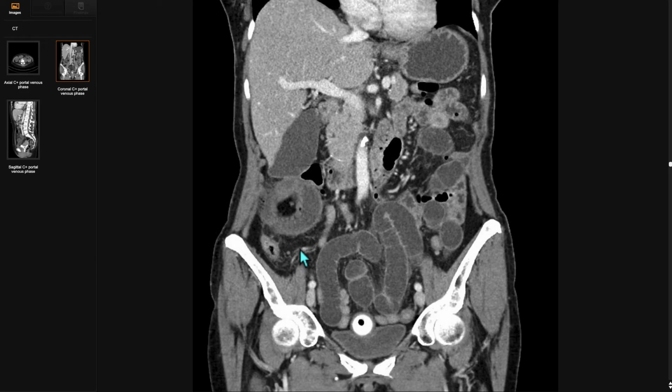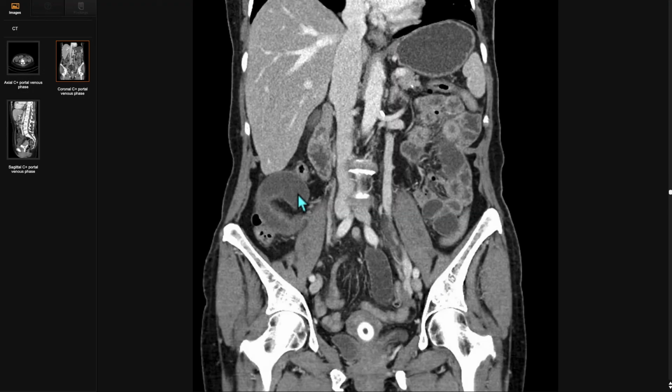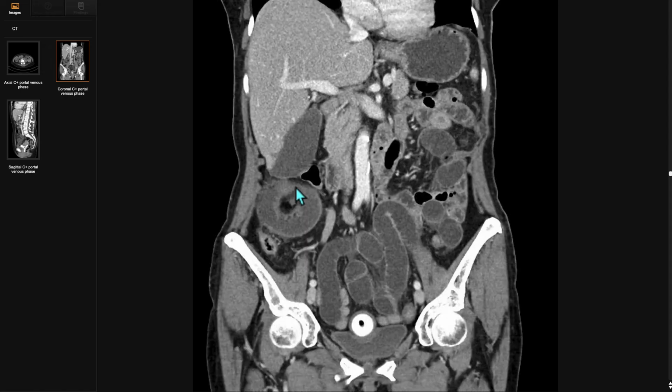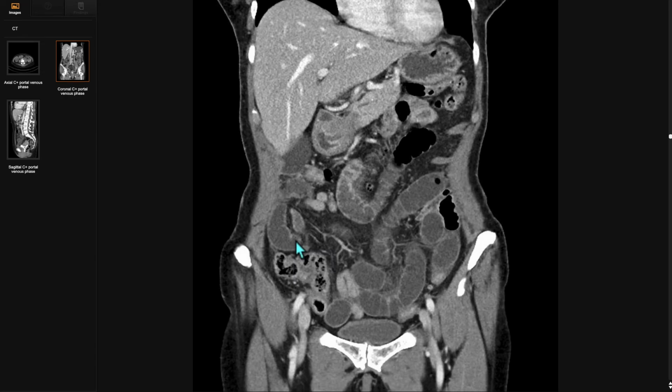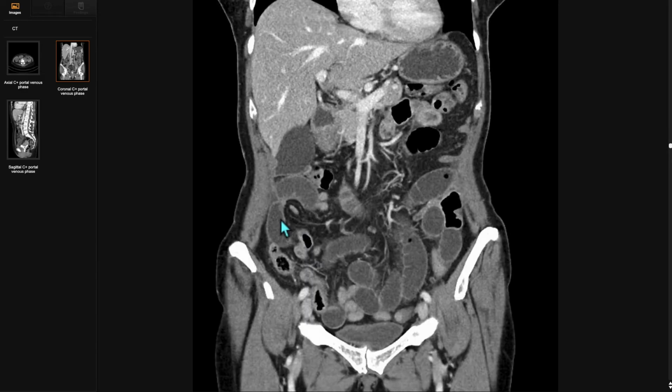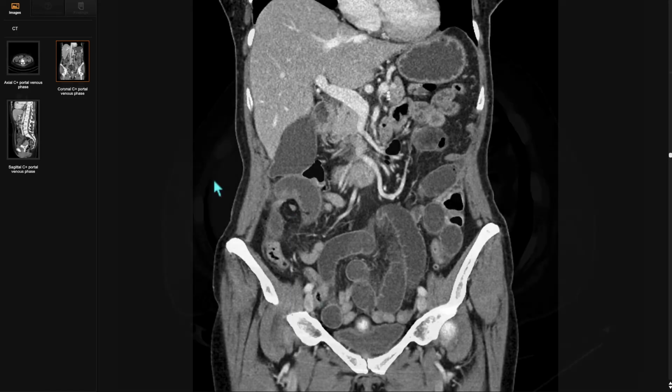The coronal images really save the day here, and we see that C-shaped loop of small bowel, which we should not typically see, or even a partial U-shape here, and we can follow the transition point of upstream dilated small bowel in here and out right here.